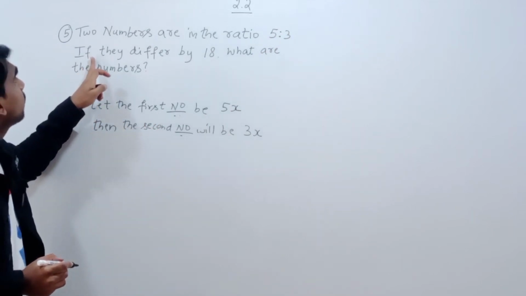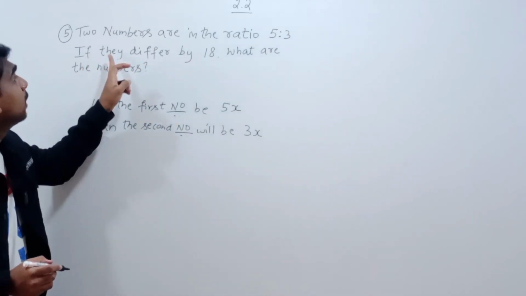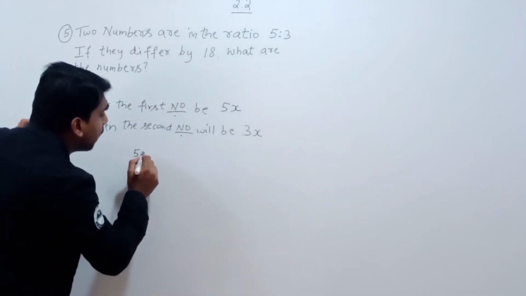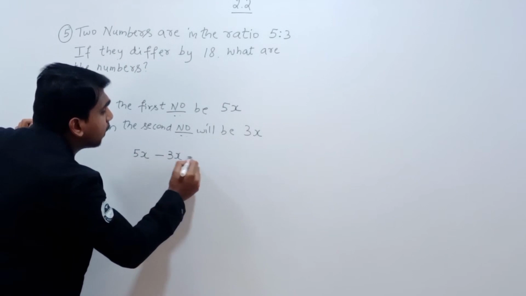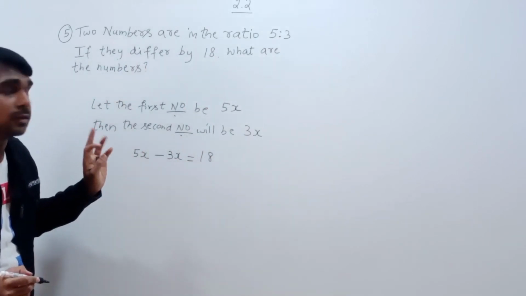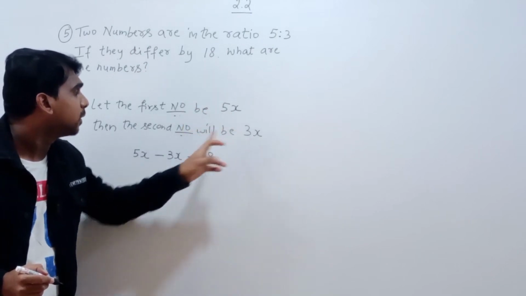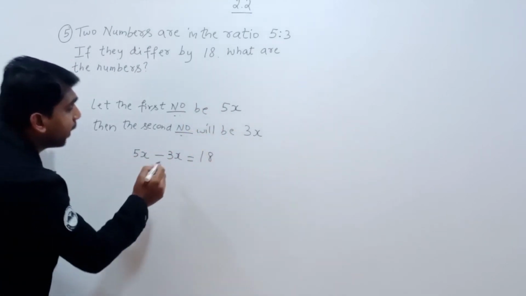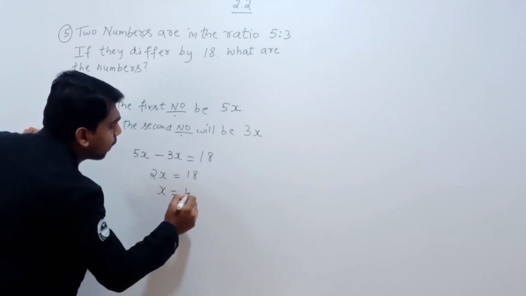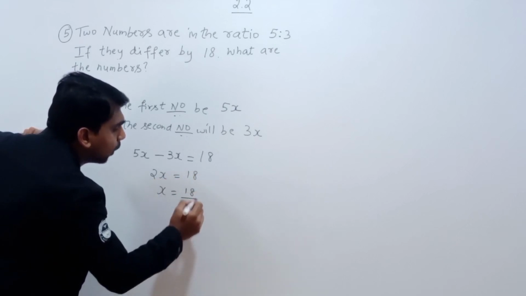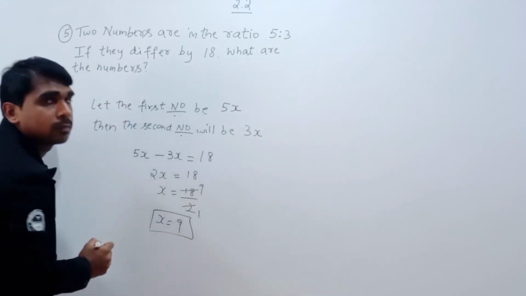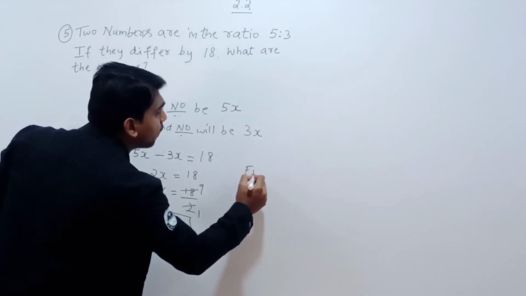Now next statement is, if they differ by 18. Differ means subtraction. If they get subtracted, then we will get 18. So 5x minus 3x will be 18. 5x minus 3x is 2x is equal to 18. X equal to 18 by 2. 2 ones are 2, 2 nines are 18. X equal to 9.